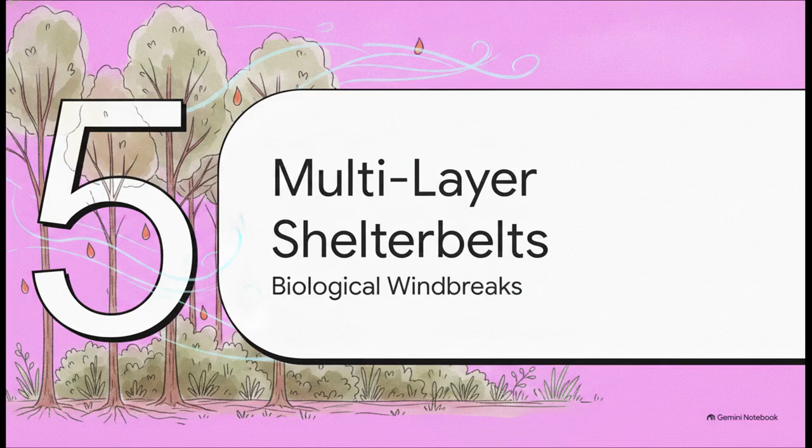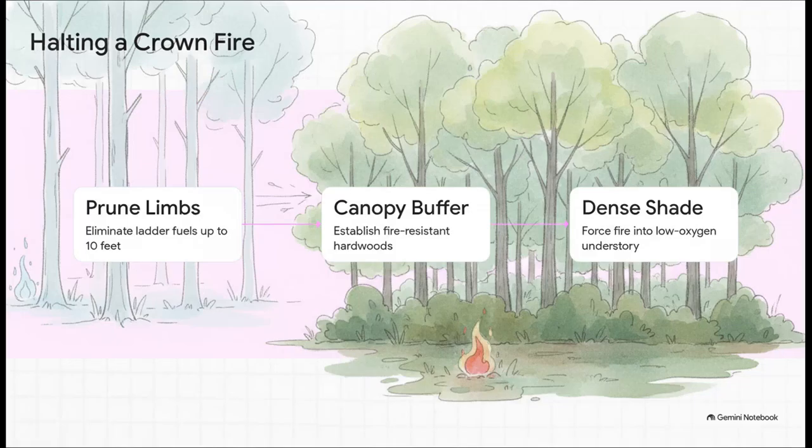Part 5. Multi-layered shelter belts. Once our water strategy is locked in, we have to tackle those harsh, ember-carrying winds. A well-managed Zone 4 shelter belt halts a crown fire in a specific 3-step process. First, we actively manage the space by pruning existing tree limbs up to 10 feet off the ground, totally eliminating those ladder fuels.